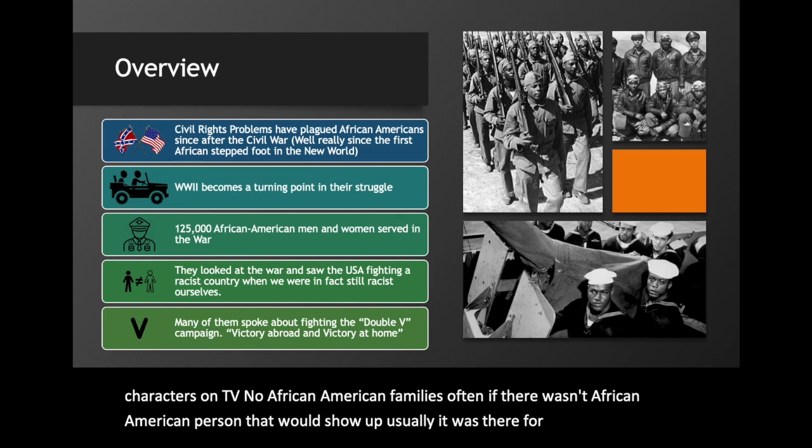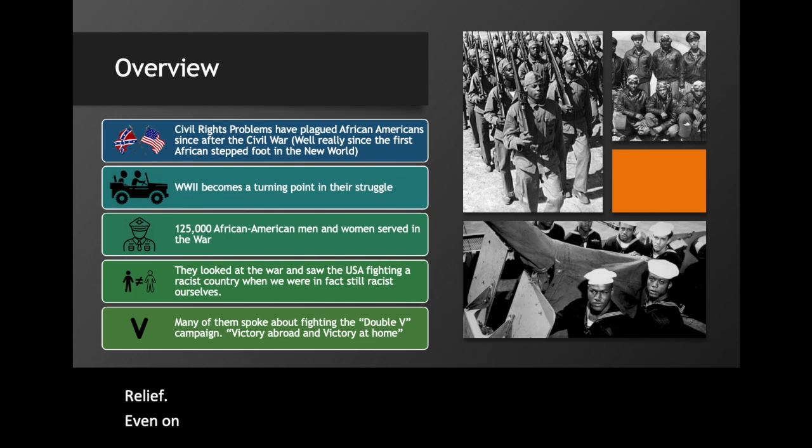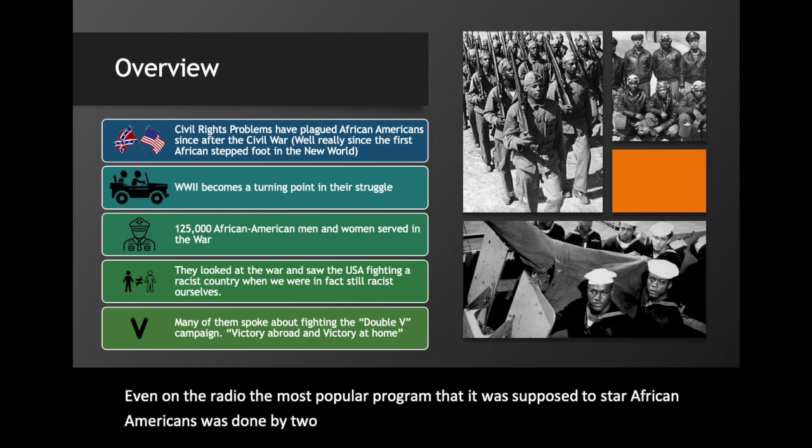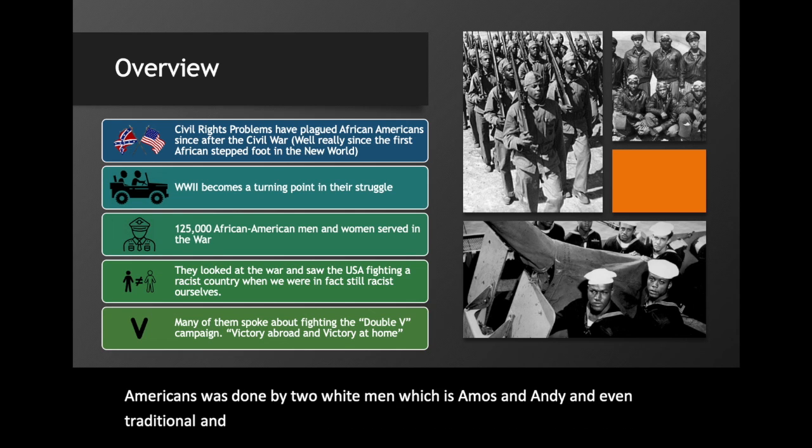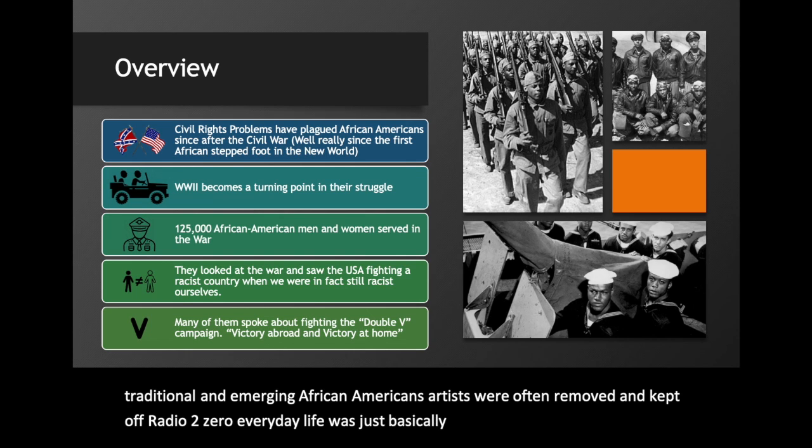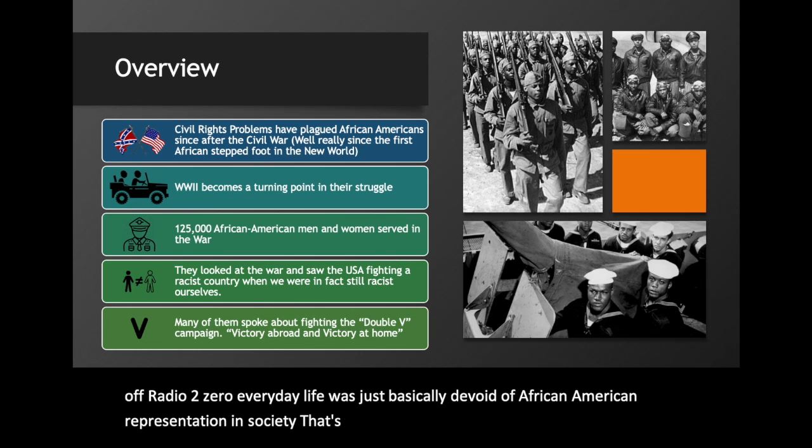Even on the radio, the most popular program that was supposed to star African Americans was done by two white men, which is Amos and Andy. And even traditional and emerging African American artists were often removed and kept off the radio too. So everyday life was just basically devoid of African American representation in society. And that's why they become what we call, at that time, invisible.